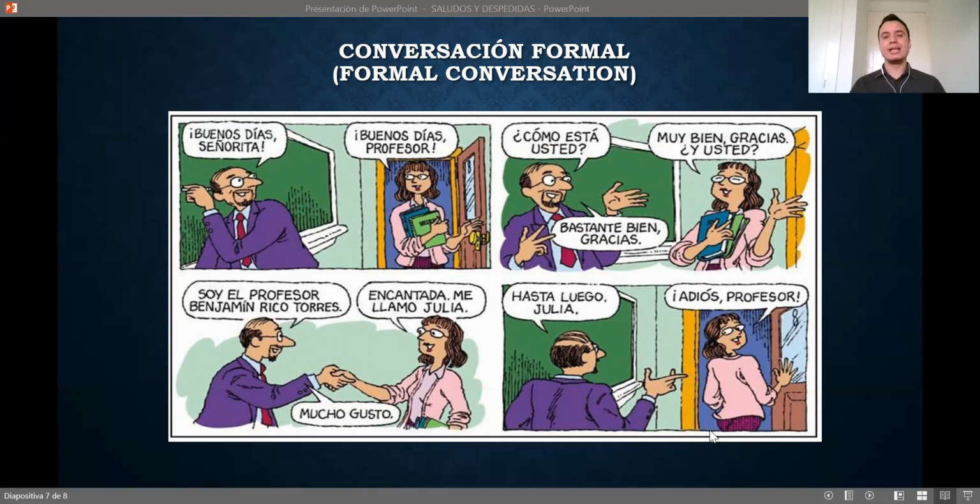Adiós, profesor. As we can see, they are using very formal expressions like buenos días. They are using usted, right? All the time, look at usted, which is a very, very formal expression, okay? And also hasta luego and adiós, very formal farewells in Spanish.